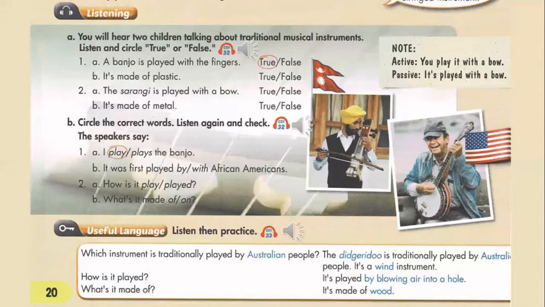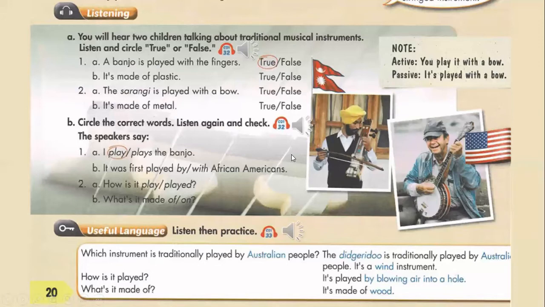Now, listen again and check. Okay, so let's go to letter B, circle the correct words, listen again, and then check, okay? Listen carefully, here we go. Listening.